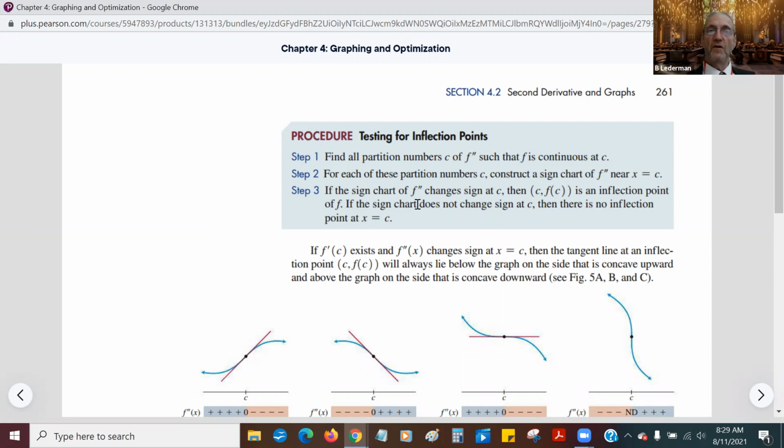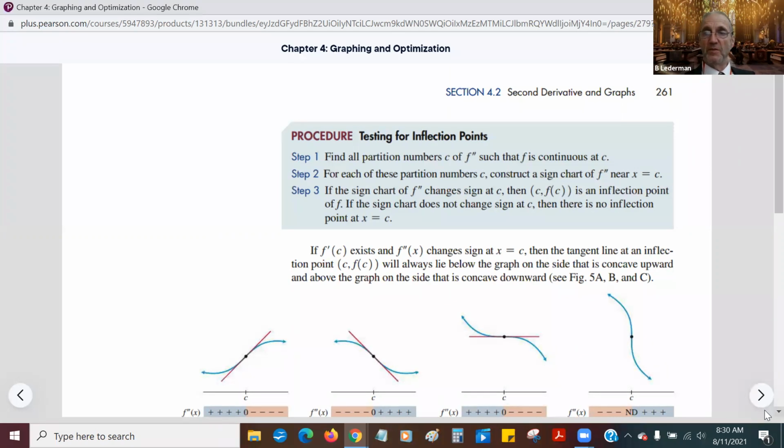Anyway, if the sign chart of f double prime changes sign at C, then C comma f of C is an inflection point. If the sign chart does not change sign at C, then it's not an inflection point. Meaning you can have a partition number just because the value is 0, but just because it's 0 doesn't mean it's going to inflect. It may just become 0 and then go back to what it started as. It started positive, went down to 0, then became positive again. So it didn't change sign.